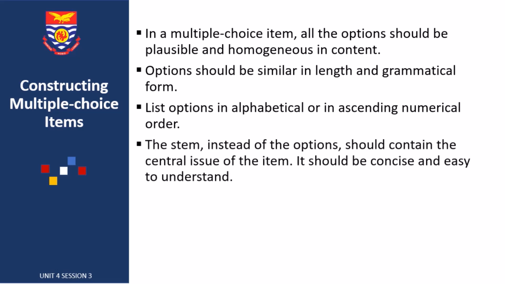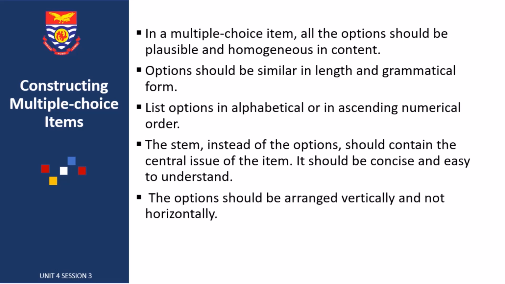The stem instead of the options should contain the central issue of the item. It should be concise and easy to understand. So you shouldn't let the central idea of the question be in the answer options; it should be in the stem. That should be the central idea or issue. The options should be arranged vertically and not horizontally. Some people have A, B, C, D all in one line. No, it's not good. It should be vertical.